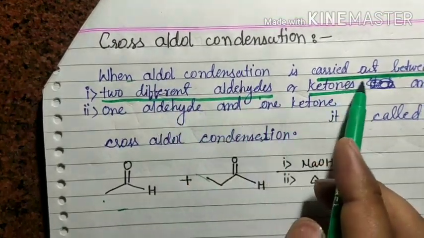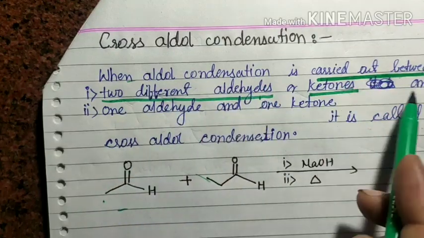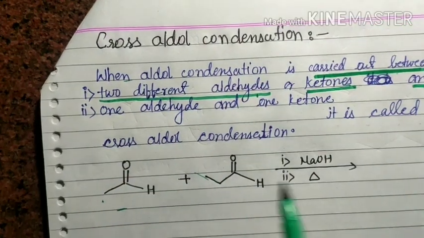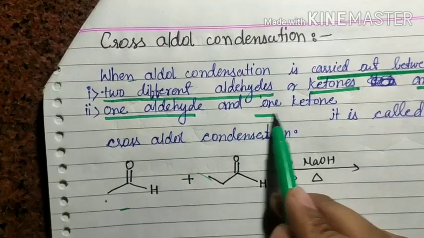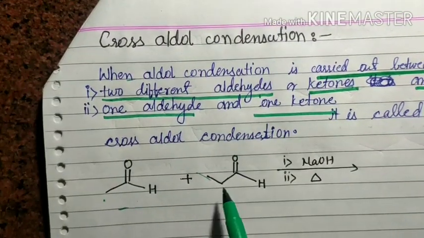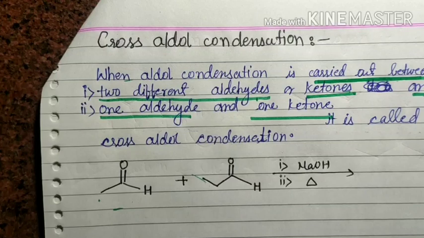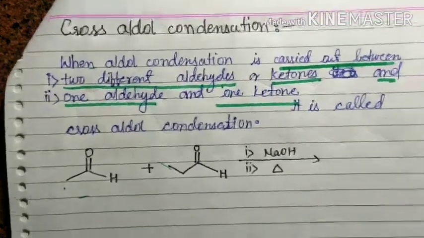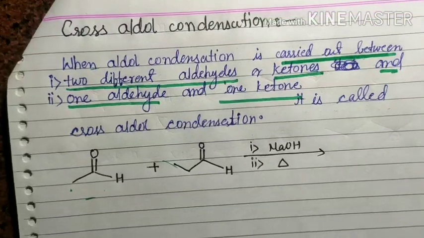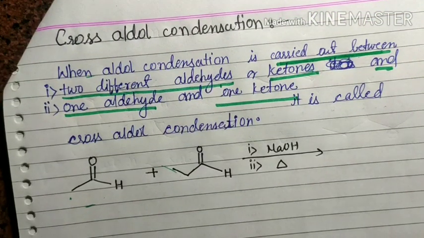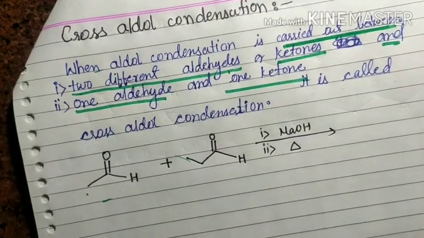So the reaction is carried out between two different aldehydes or ketones, and another situation is one aldehyde and one ketone. That means one is an aldehyde and another one is a ketone. This type of reaction is called cross-aldol condensation. All the mechanism and the product are similar, but here one condition is that if two different types of aldehydes or two different types of ketones are used, a mixture of products is formed. How is the mixture of products formed?